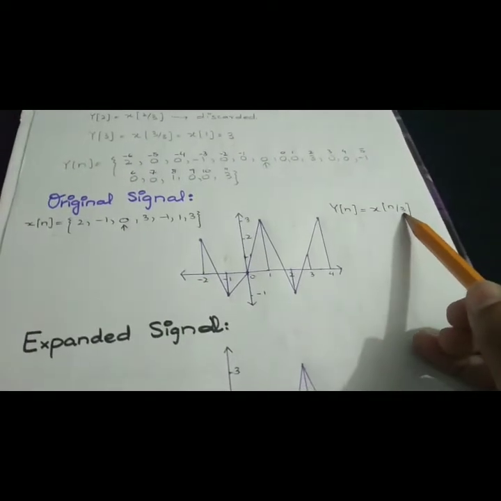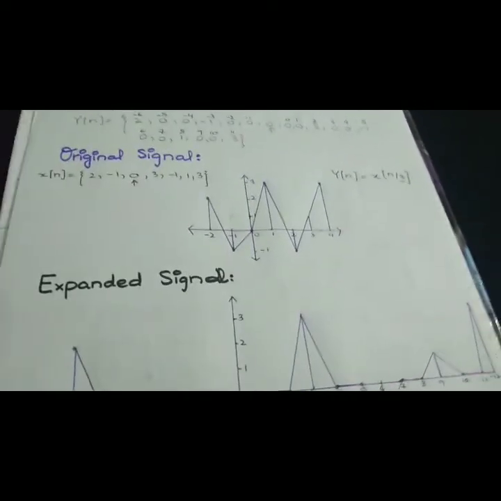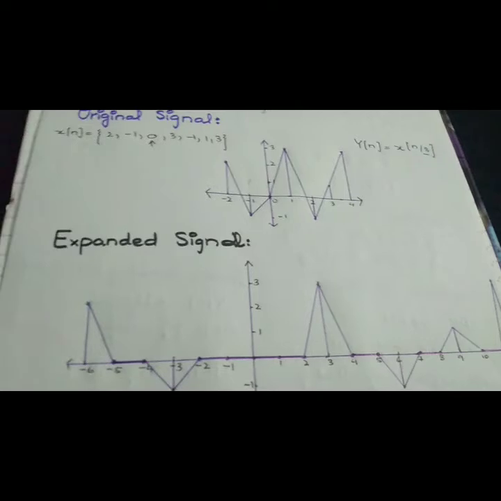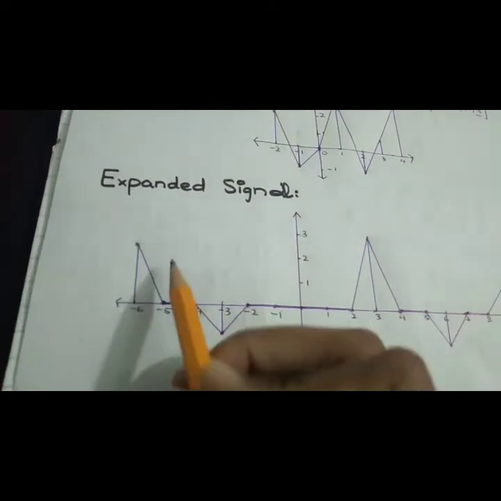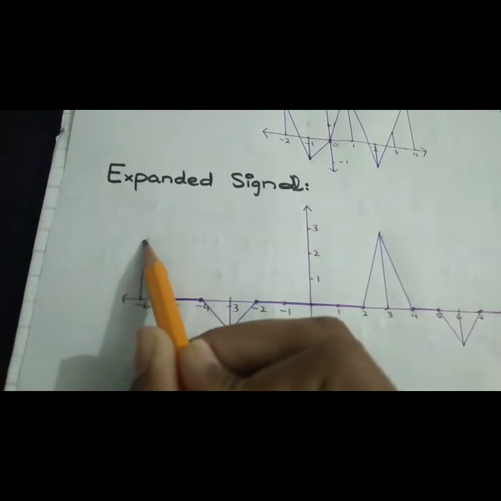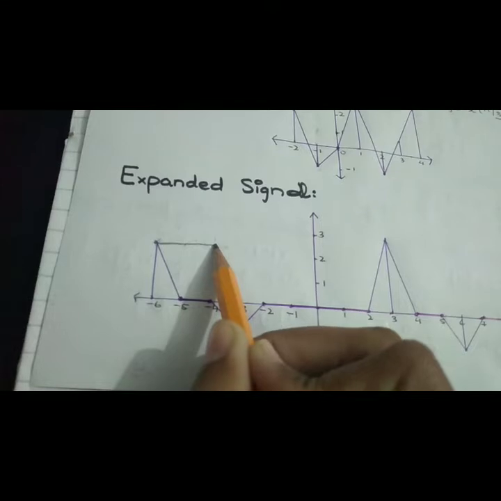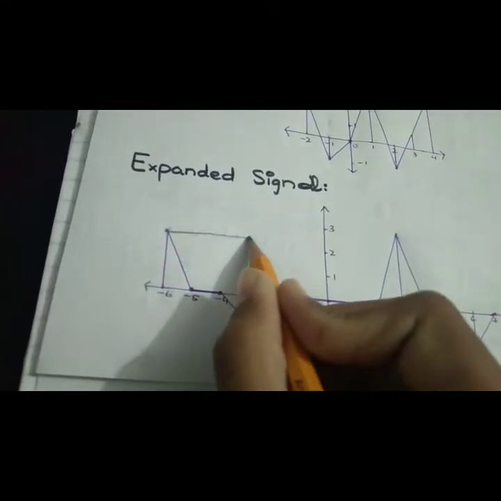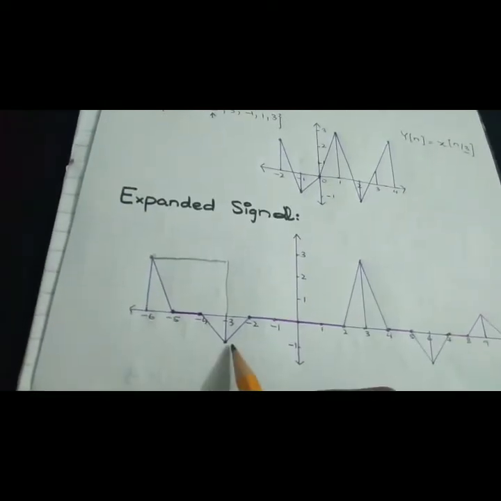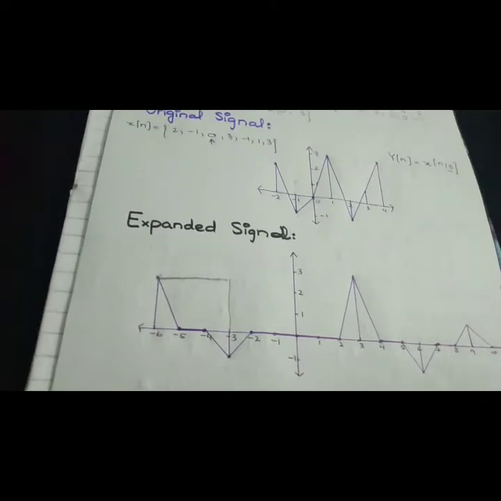Why the next 3 samples? Because our original signal was expanded by the factor of 3, so we have to hold our previous value of that sample for the next 3 samples. Means we hold this value for the next 3 samples: we hold this value for 1 sample, then the second sample, then the third sample. At this point we get our next value. Then again we will hold this value for the next 3 samples, and then we get our next value, and so on.